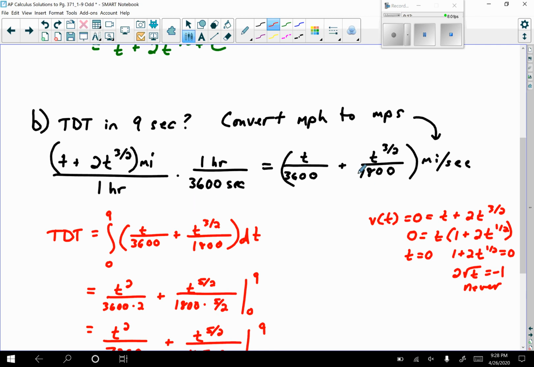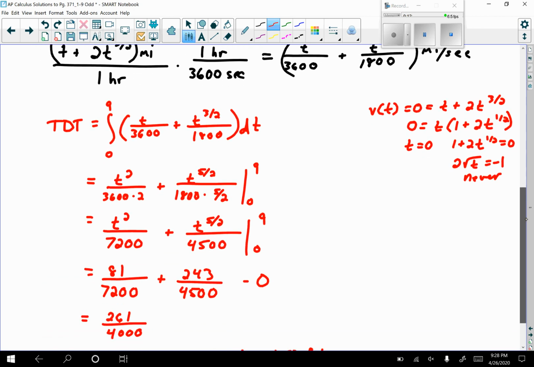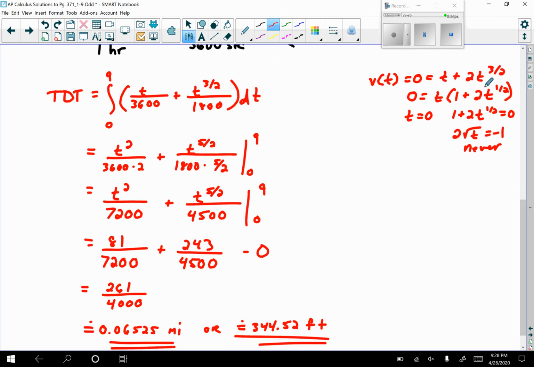So what I did, to make sure I didn't need a number line for the velocity function here, was set the velocity function equal to 0 and realize that t is either going to equal 0 or, for the other quantity here, I get 2 times a positive square root, which can never equal a -1. So I have no need to show more than one integral. So I just set this up from 0 to 9.